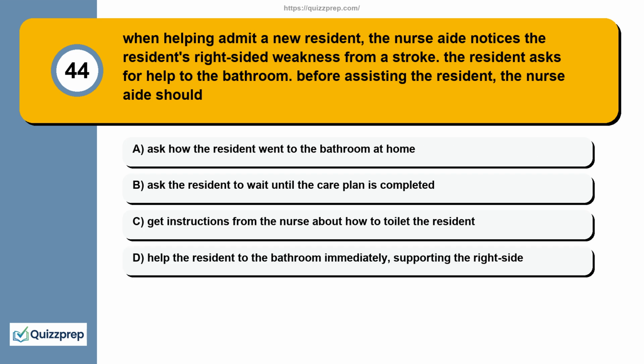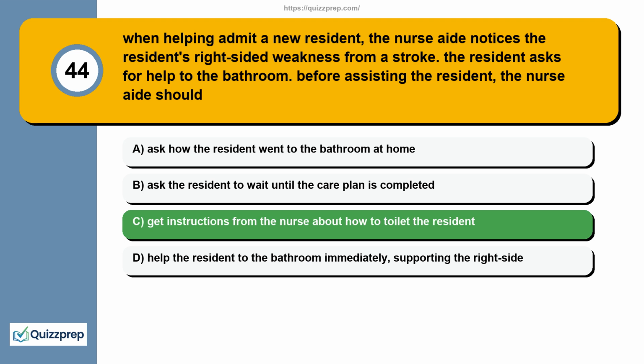Question 44. When helping admit a new resident, the nurse aide notices the resident's right-sided weakness from a stroke. The resident asks for help to the bathroom. Before assisting the resident, the nurse aide should: Option A, ask how the resident went to the bathroom at home. Option B, ask the resident to wait until the care plan is completed. Option C, get instructions from the nurse about how to toilet the resident. Option D, help the resident to the bathroom immediately, supporting the right side. The correct answer is option C, get instructions from the nurse about how to toilet the resident.